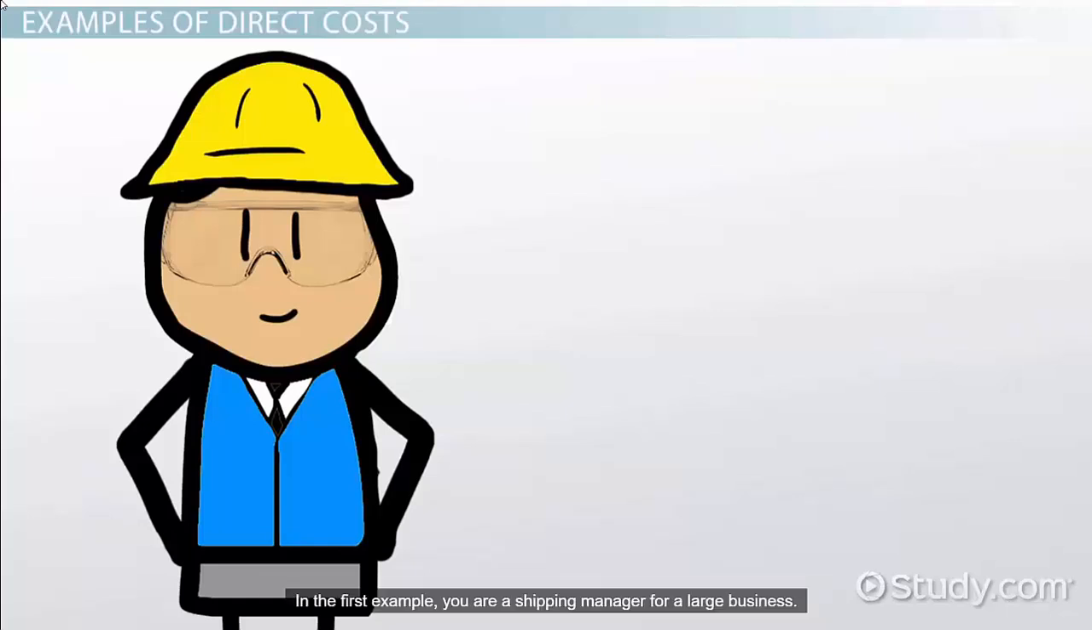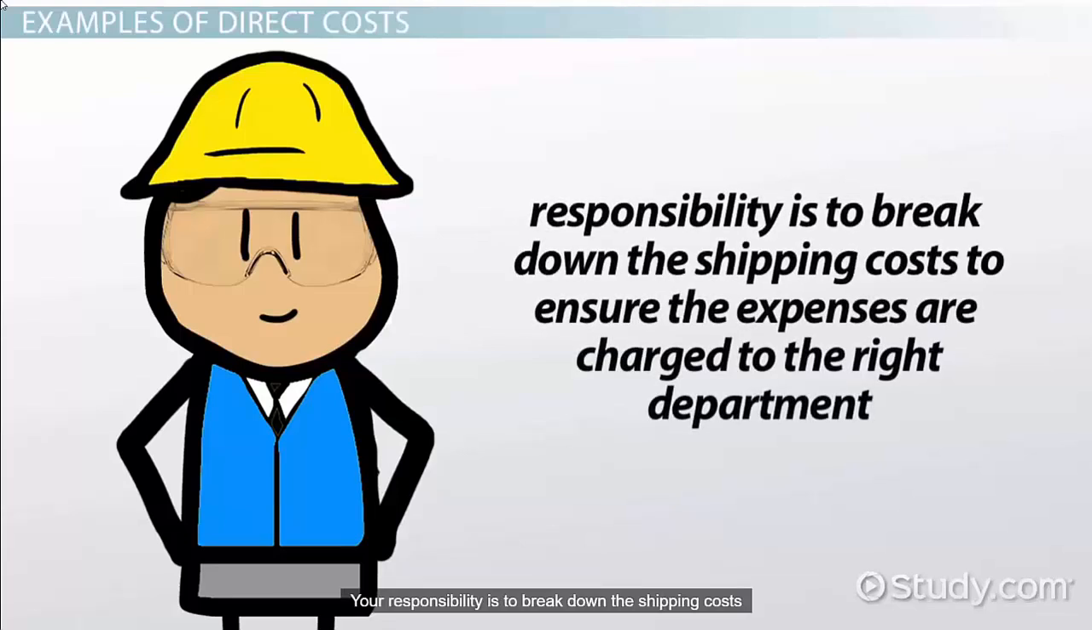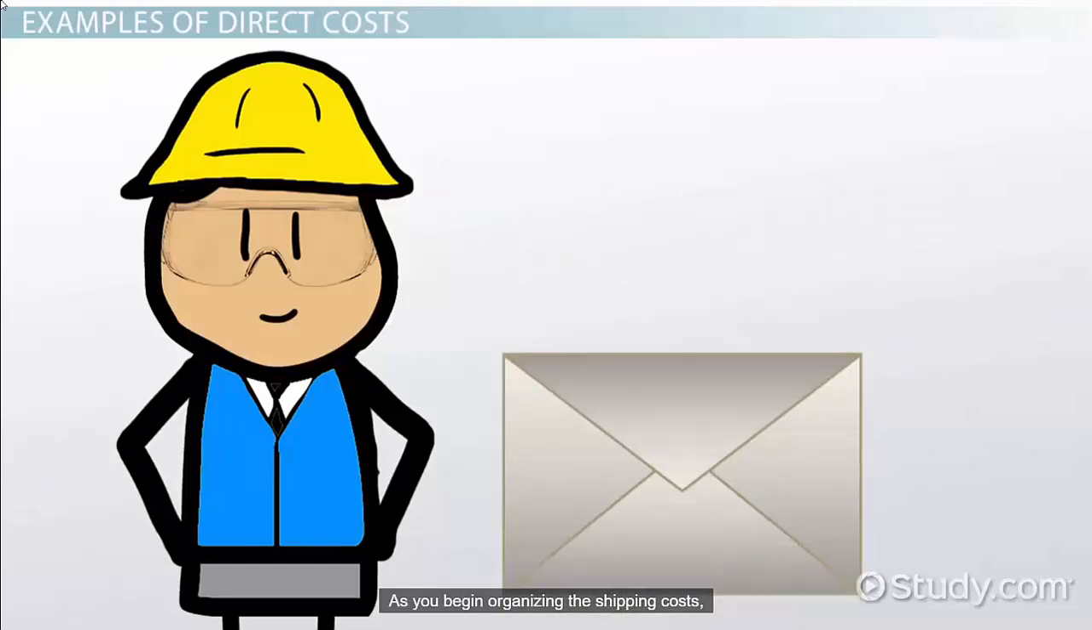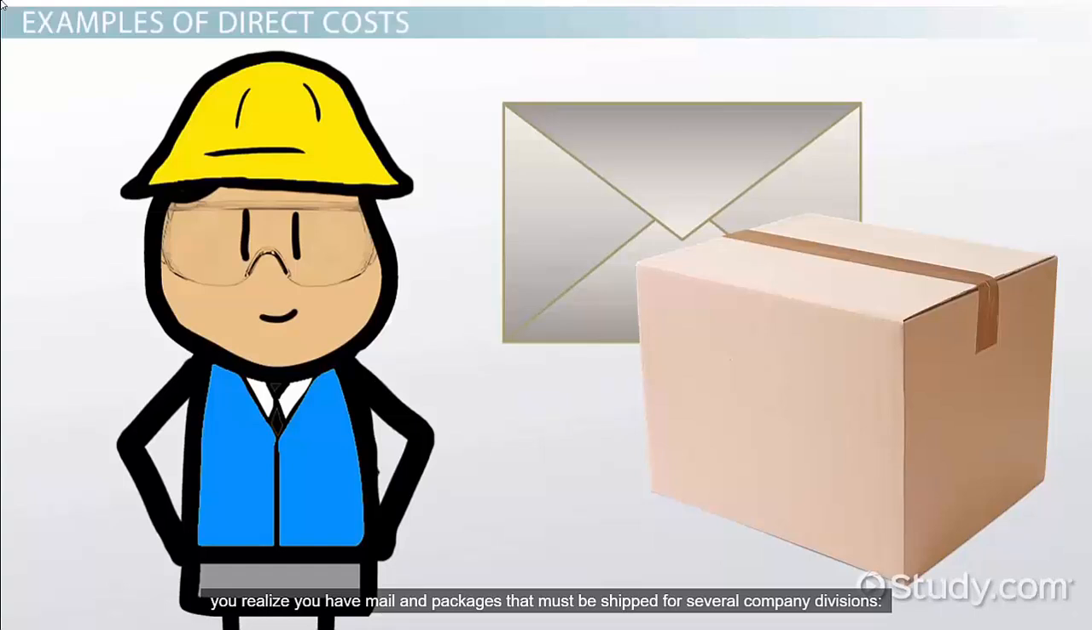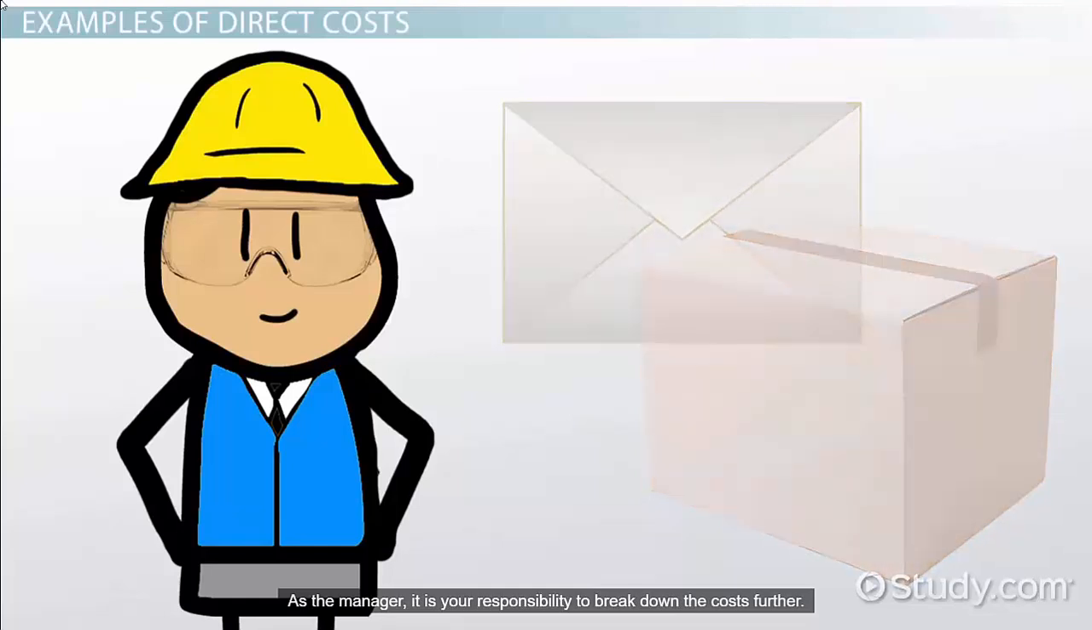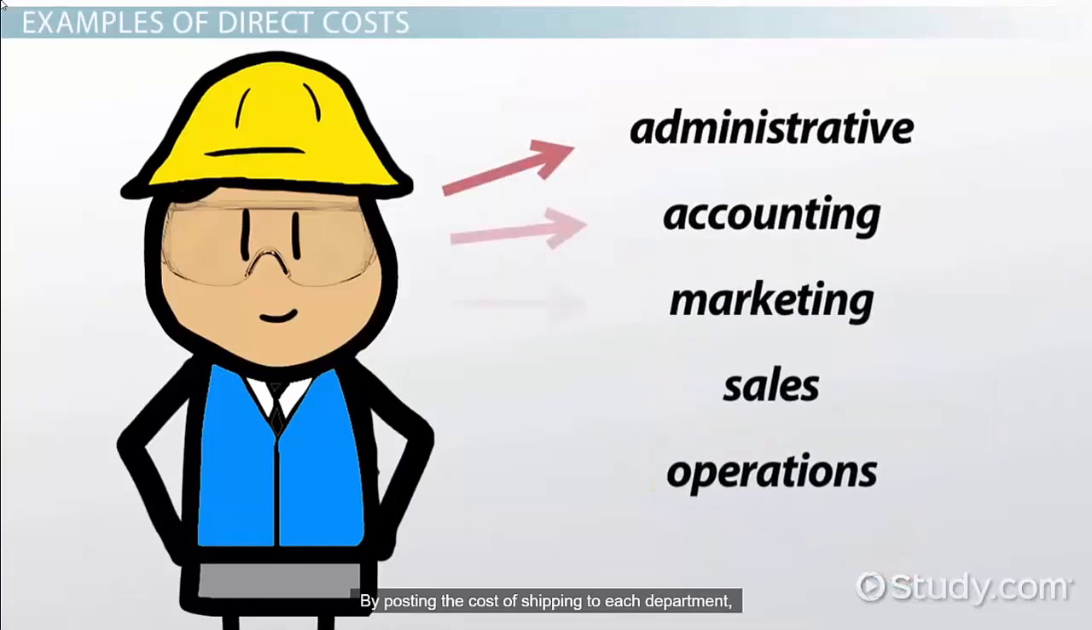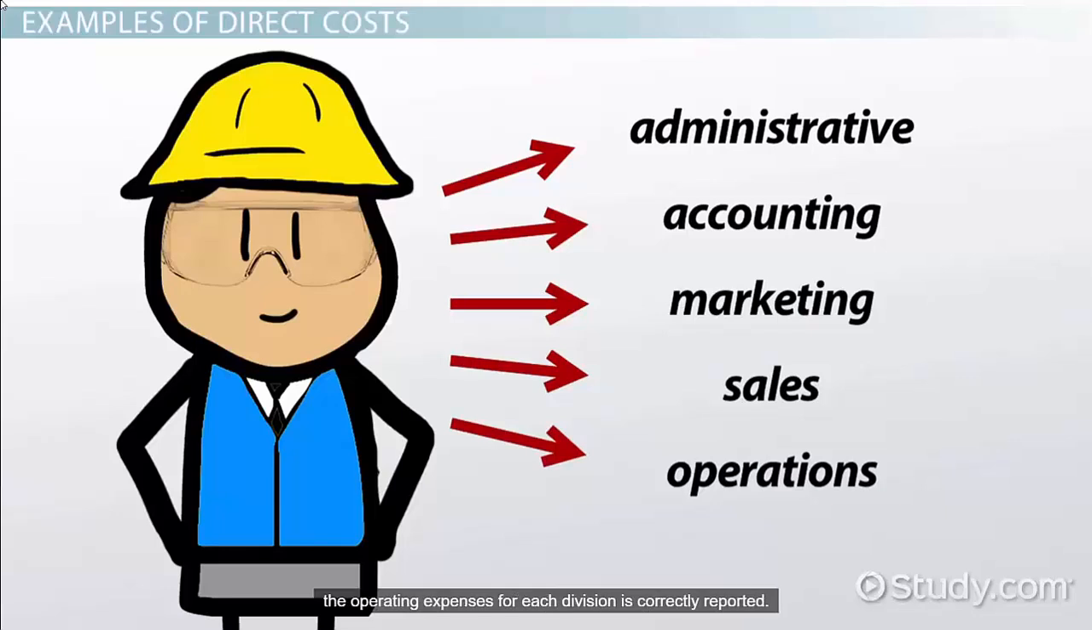In the first example, you are a shipping manager for a large business. Your responsibility is to break down the shipping costs to ensure the expenses are charged to the right department. As you begin organizing the shipping costs, you realize you have mail and packages that must be shipped for several company divisions: administrative, accounting, marketing, sales, and operations. As the manager, it is your responsibility to break down the costs further. By posting the cost of shipping to each department, the operating expenses for each division is correctly reported.